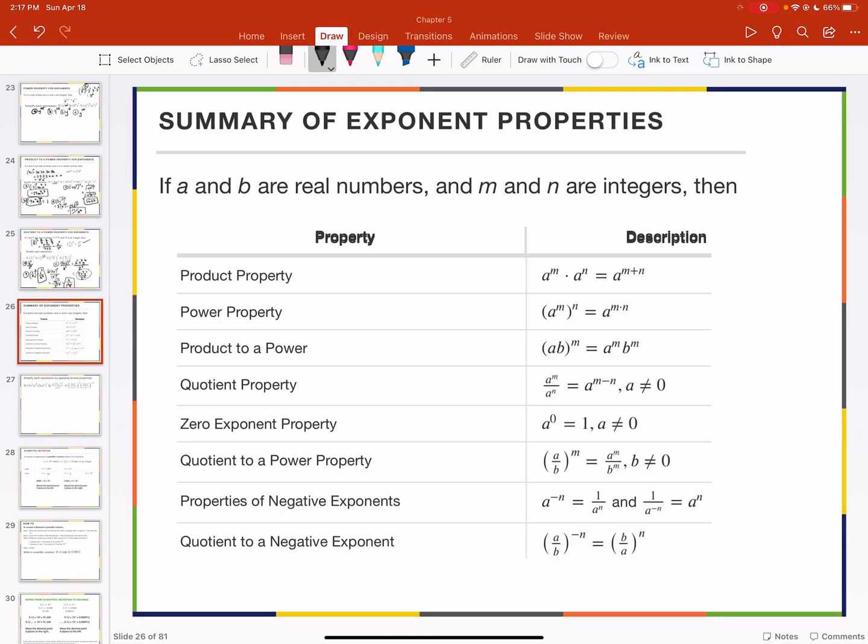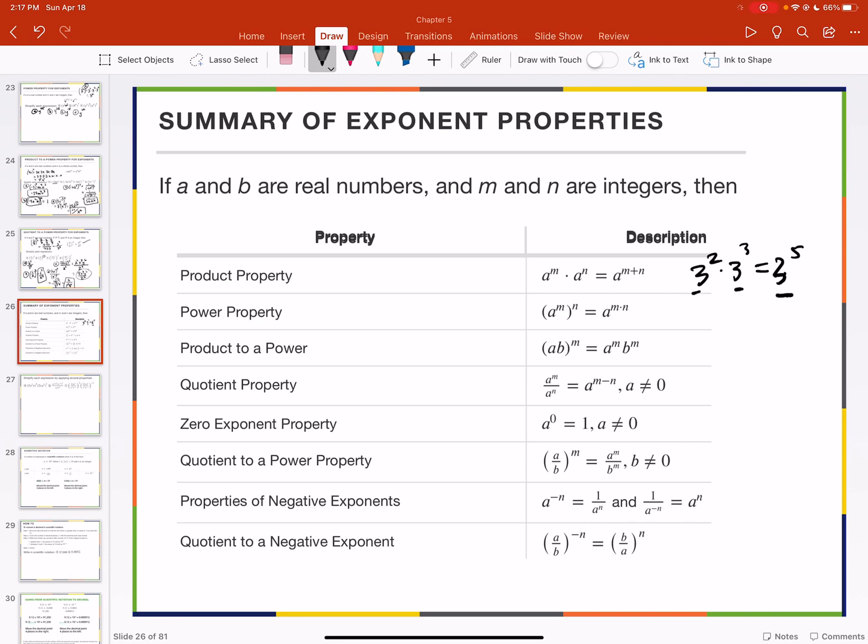Okay, so just to recap, all this stuff we've talked about. Product property: if you multiply two terms that have the same base but different exponents, you add the exponents. So an example, 3 squared times 3 cubed is equal to 3 to the power 5. Notice the base stays the same.